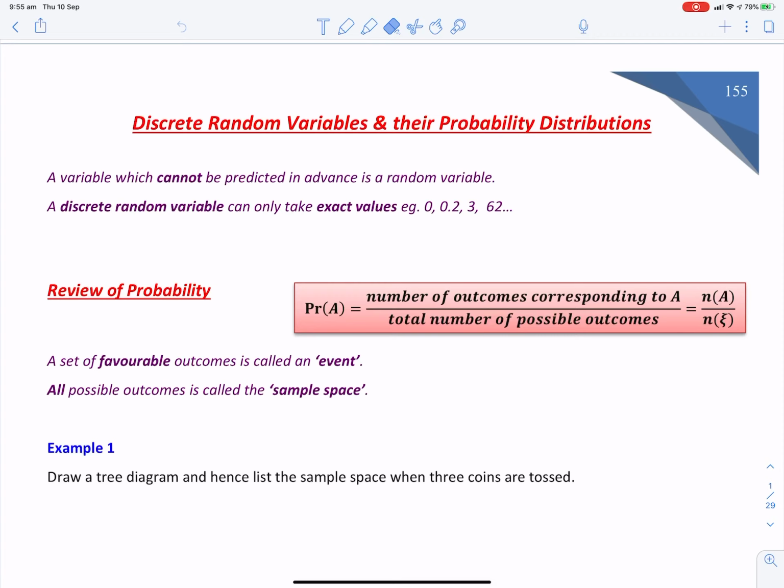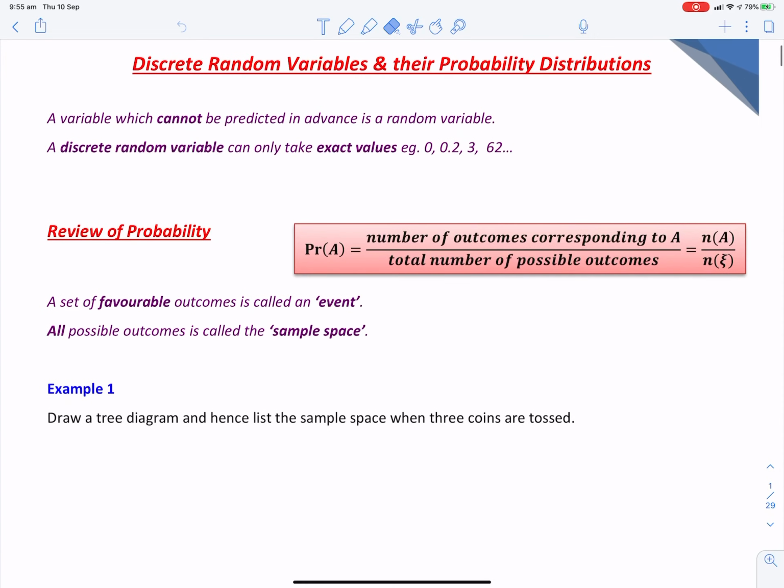Today we're going to be looking at the basics of probability. So in this case we're looking at discrete random variables and the distributions of the discrete random variables. The first thing I guess we need to know is the concept of discrete.